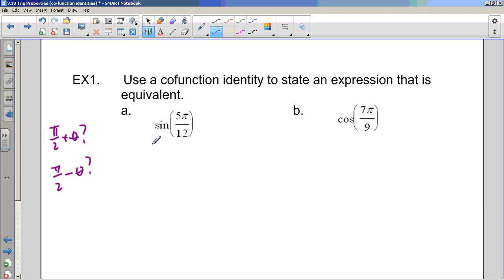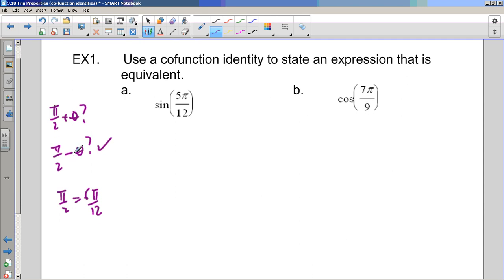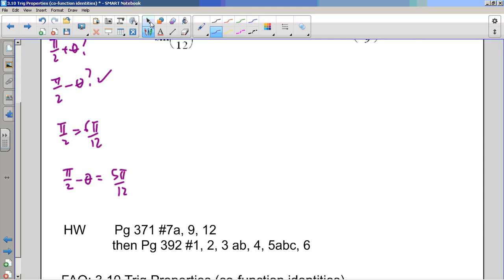Well, what would pi over 2 be with 12 as the denominator? Well, pi over 2 is 6 pi over 12, and then I can see quite quickly, hopefully, that it's this one. And in fact, I could probably think about what theta is, right? If this has to be this, so I'm doing a little bit of work in the margin, pi over 2 minus theta equals 5 pi over 12.